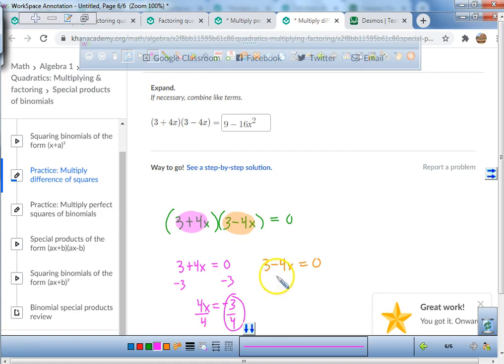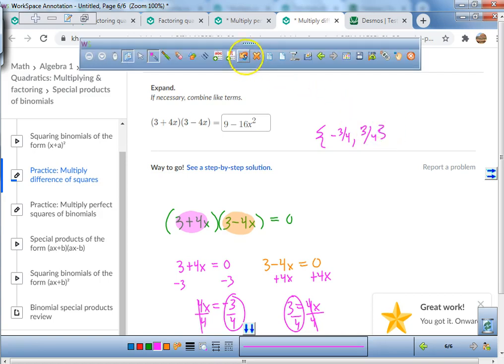Over here, we could add 4x to both sides. We get 3 equals 4x, divide both sides by 4, and we get +3/4. All right, so what would be my solution set? -3/4 and +3/4. Now, some of you might be saying, man, I wish there was a shortcut for that too. There is. It's always the negative version of, hold on, did I mess up?